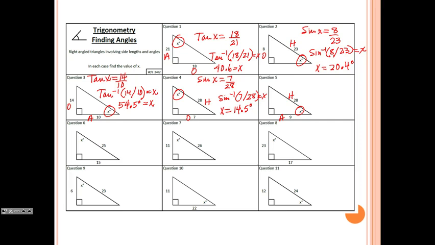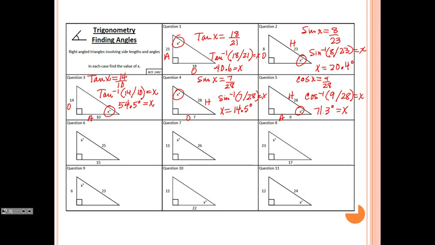Okay, right here, we're going to go adjacent and hypotenuse. What is that? Let me think. That would be cosine. Cosine of x equals 9 over 28. Okay, so again, I just get a little excited here and want to punch it right into my calculator. But let's take the time to write this out. So x equals, we're going to go second cosine. We're going to do 9 divided by 28. We are going to get 71.3.